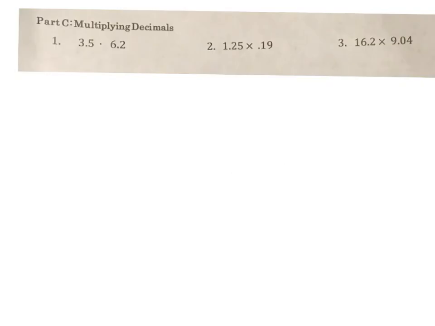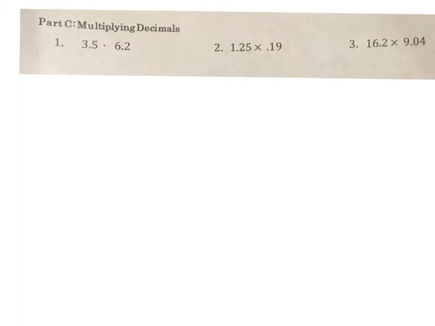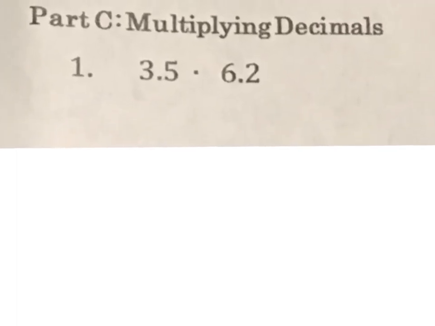Okay, turn the page to part C. We are now going to look at multiplying decimals. We're going to start with number 1 right here. So remember, when we talked about multiplying decimals, you do not need to line up your decimal. You multiply the numbers as if they were whole numbers first.